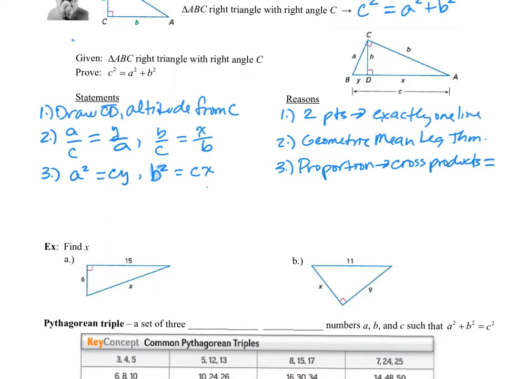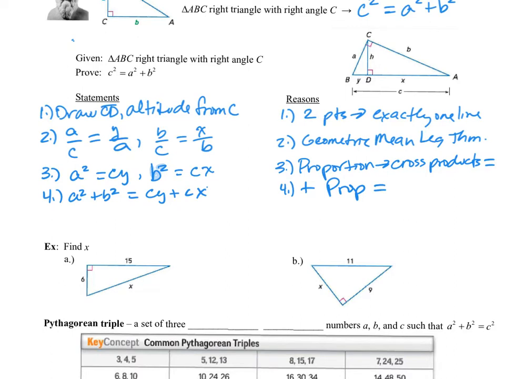So I'm going to say in step 4 that a squared plus b squared is equal to cy plus cx. So again, I just took b squared and I added it to the left side, and then cx and added it to the right side. This equality means that b squared and cx are the same thing. So if I add b squared to the left and cx to the right, I'm adding the same amount to both sides. So that property then was the addition property of equality.